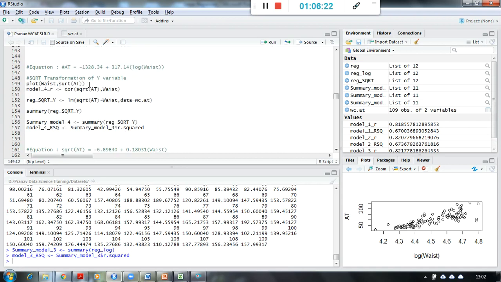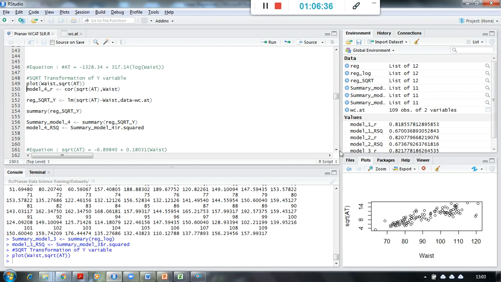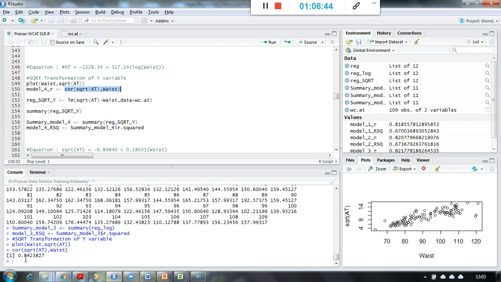Let us go ahead and build another transformation model, wherein this time I am going to keep my input as it is, the x variable, and I'm going to apply the square root on ad, that is on the y variable. Okay, so let me plot it and look at that. The plot has changed again, the relationship has changed. So what is the relationship? Let us check. So it has 84.